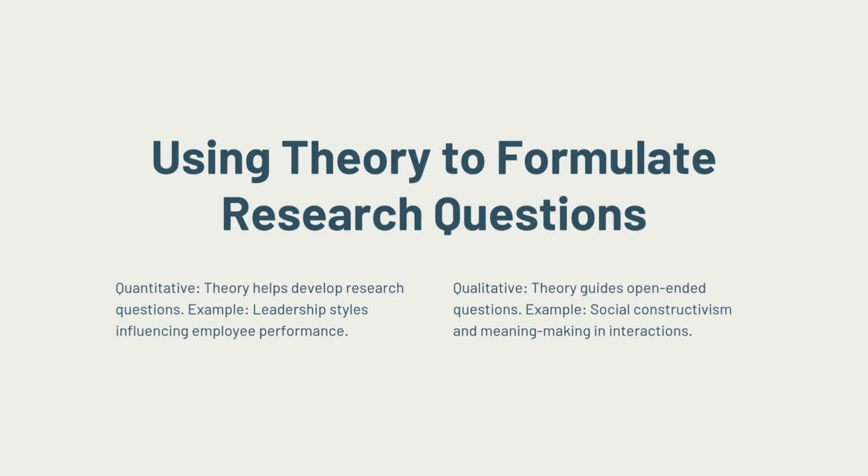On the other hand, in qualitative research, the theory might guide the types of questions you ask, but these questions are usually more open ended. For example, if you're using a theory like social constructivism, your research might focus on how individuals co-construct meaning in a particular setting.